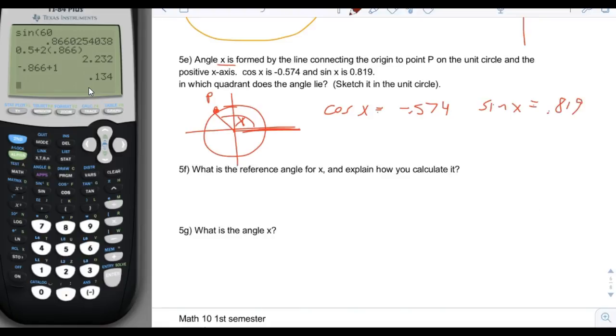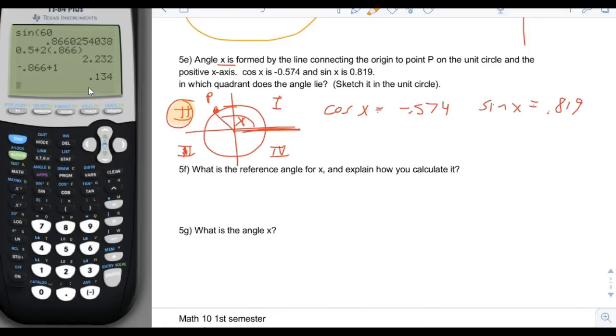Okay, in which quadrant does the angle lie? Well, it lies in quadrant 2. This is quadrant 1, this is quadrant 2, this is quadrant 3, and this is quadrant 4. We normally write them with Roman numerals. It says sketch it in the unit circle. Not only did I sketch it in the unit circle, but I also labeled quadrant 2.